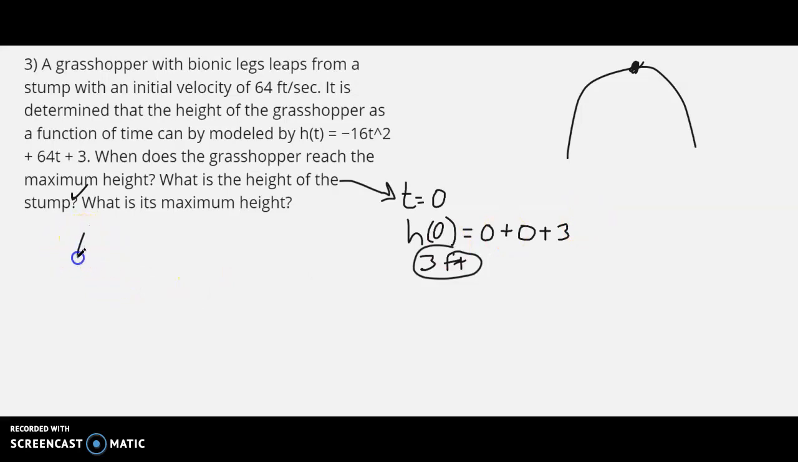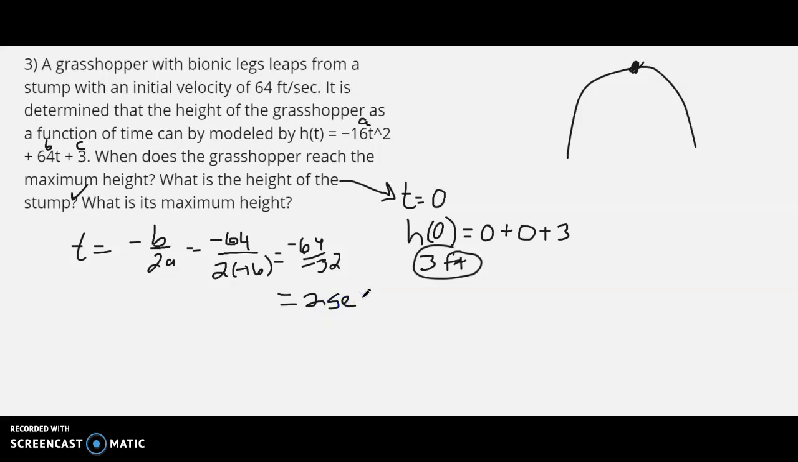So let's go back to our formula for the x-coordinate of the vertex, negative b over 2a. Remember our a, b, and c. A is negative 16, b is 64, c is 3. Negative 64 over 2 times negative 16. Negative 64 over negative 32. That simplifies to 2. The maximum height that the bionic grasshopper jumps happens at 2 seconds.